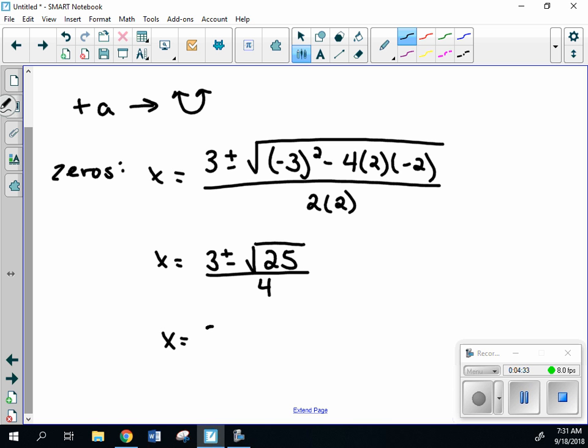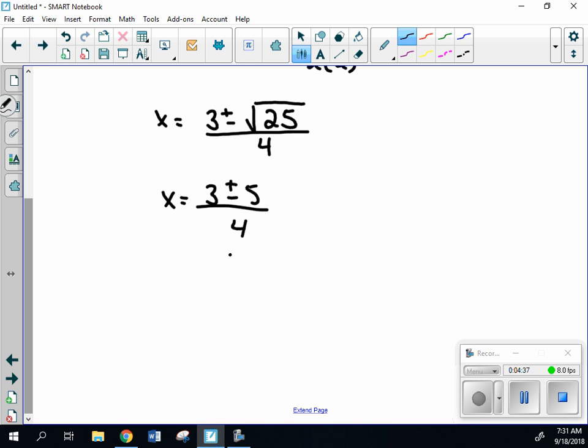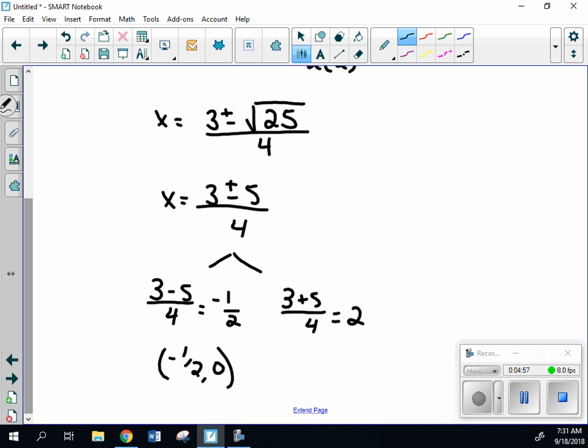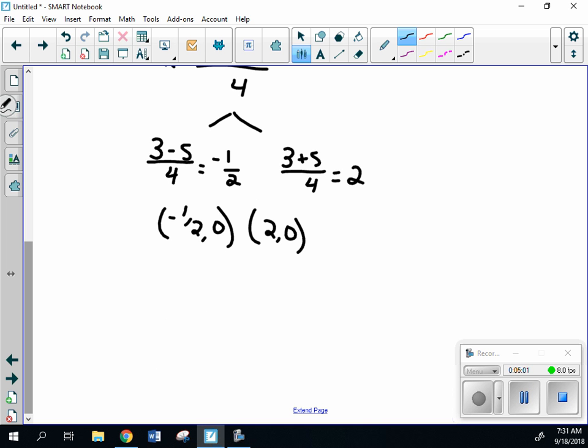So x equals 3 plus or minus 5 over 4, which we can then split. 3 minus 5 over 4 will give us negative 1/2. And then the other one, 3 plus 5 over 4, gives us a solid 2. So right now we have zeros located at negative 1/2 comma 0 and at 2 comma 0. I want to find my vertex next, and then we'll try to graph it off of that.